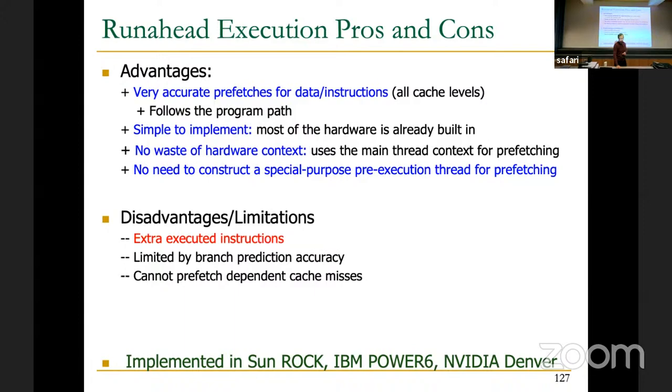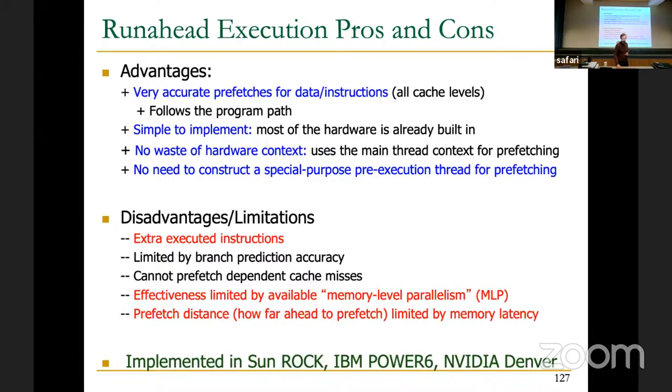Effectiveness is limited by the available memory level parallelism. And also prefetch distance, how far ahead you prefetch, is limited by the latency: whenever the original cache miss comes back, you return back to the original normal mode. So how many things you can prefetch is dependent on how long you stay in run-ahead mode, basically. And this is going to be a problem, because you don't want to limit your prefetch distance to the latency of a cache miss necessarily. Maybe you should always be prefetching with some separate thread, right?